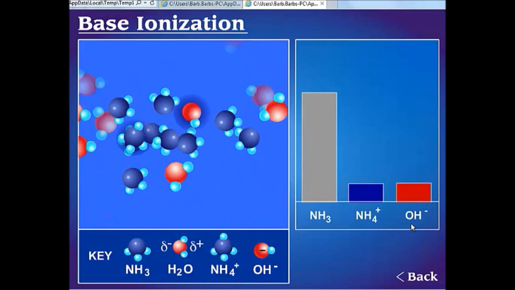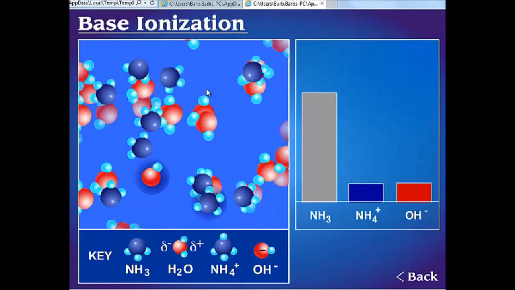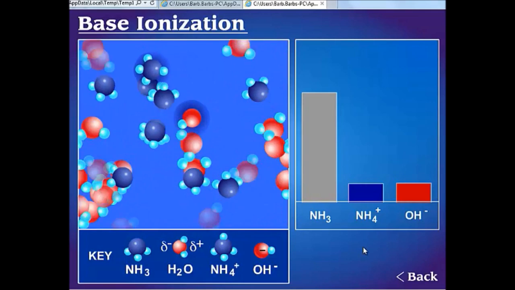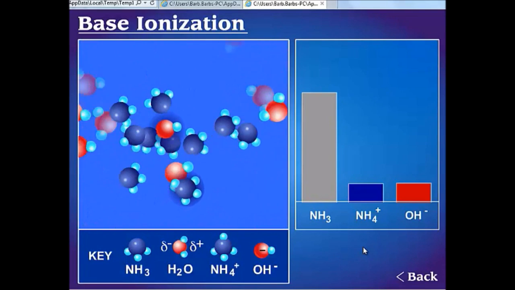Note that water molecules surrounding or hydrating each of the ions or molecules in solution were not shown in this animation. The main focus of this animation is to show the transfer of a hydrogen ion from water to ammonia.